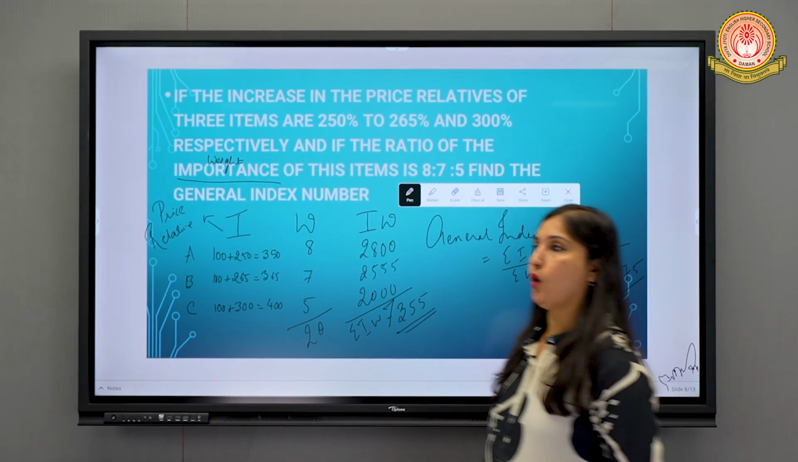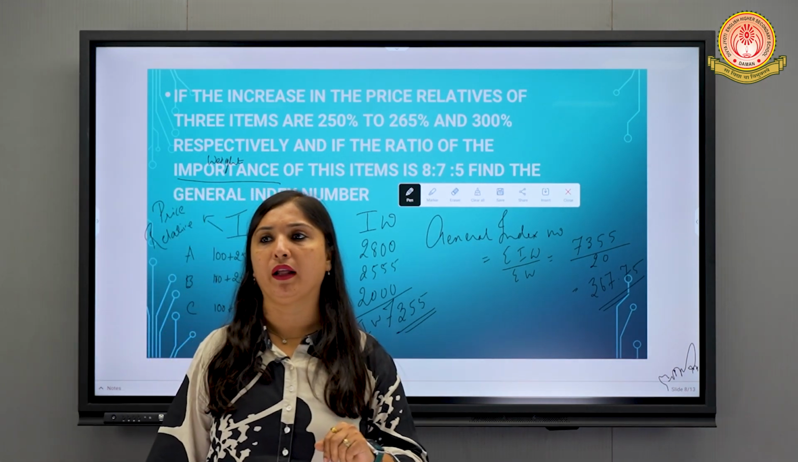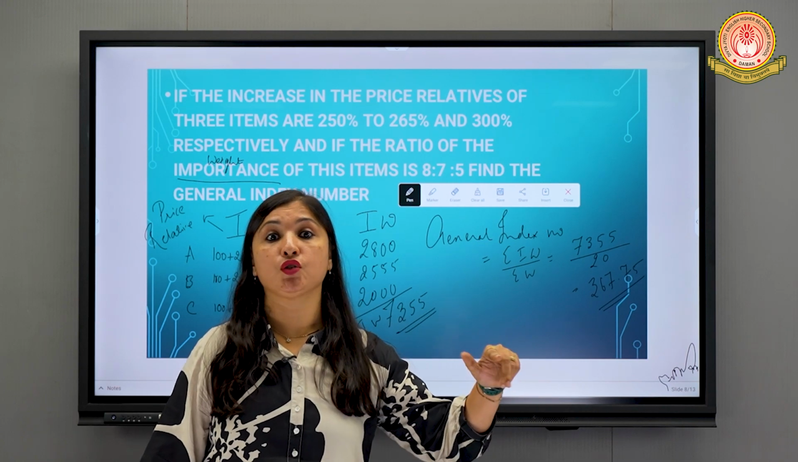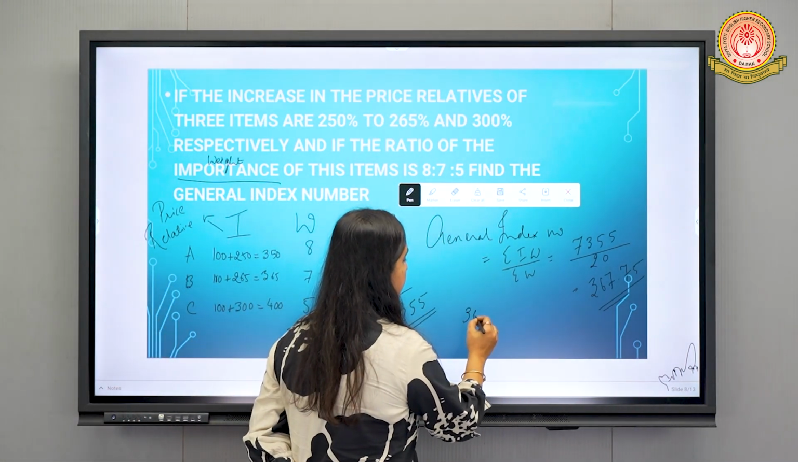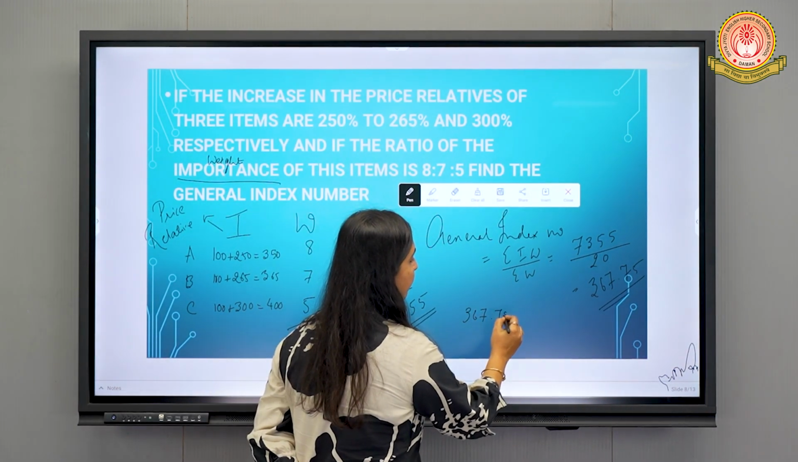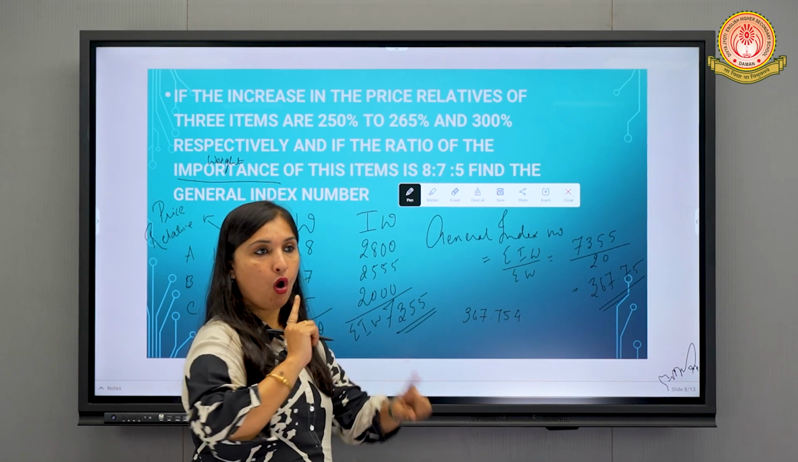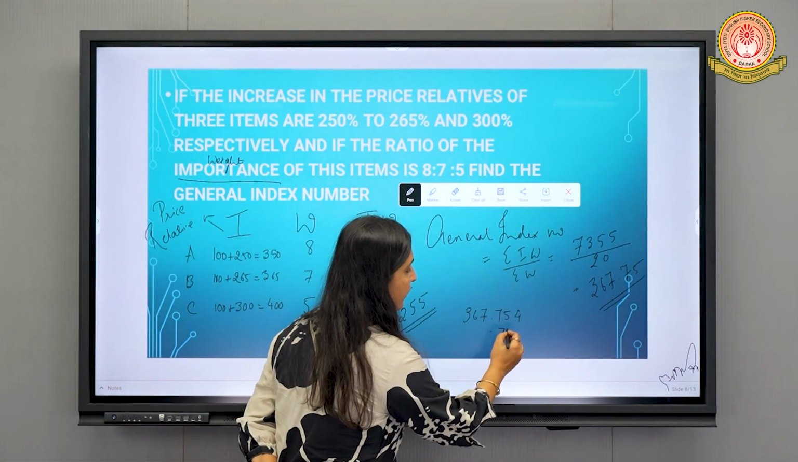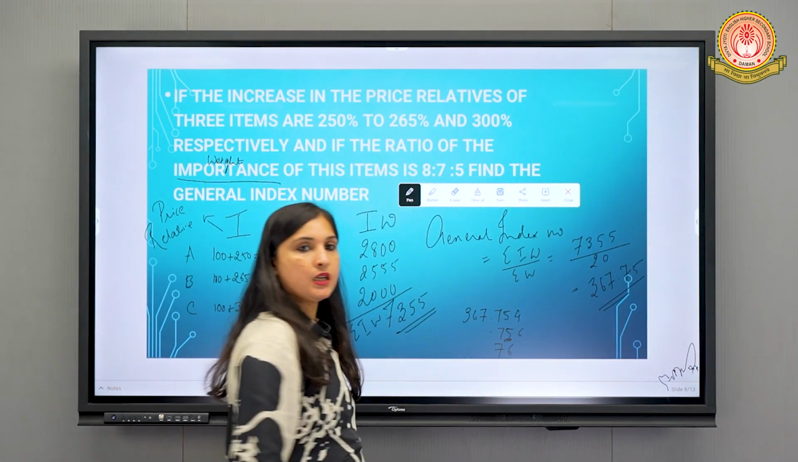367.75. Now, whenever you write figures after the decimal point, you have to remember one thing. If you write 2 digits, the second digit has to be rounded off. If the number is like 367.754, then you will not round off. But all the numbers after 5 will be rounded off. If it was 756, then this 5 would have been turned into 6.